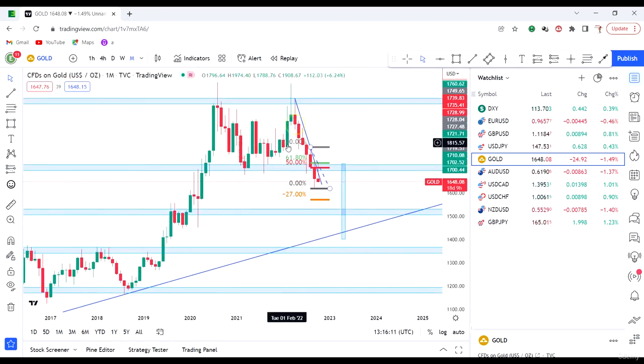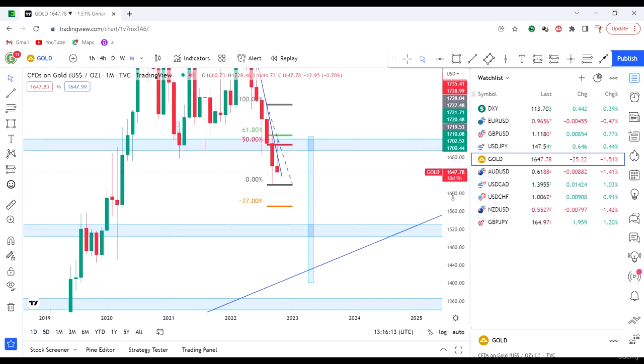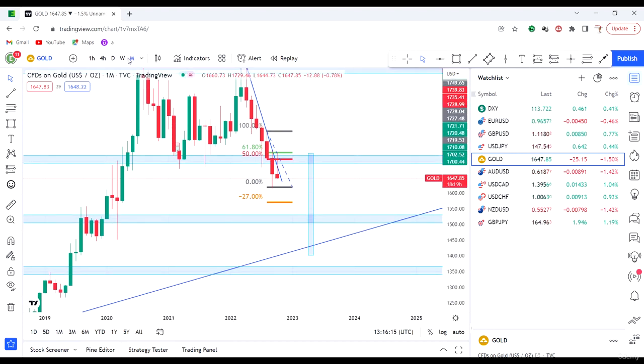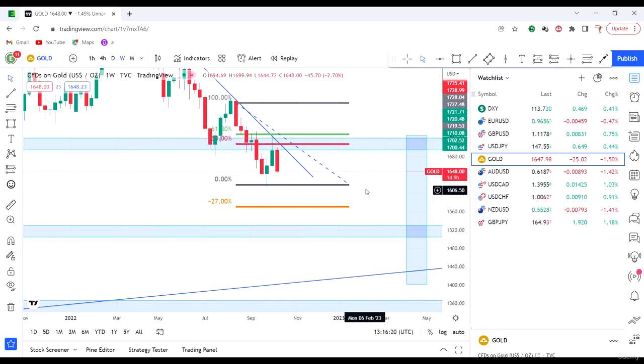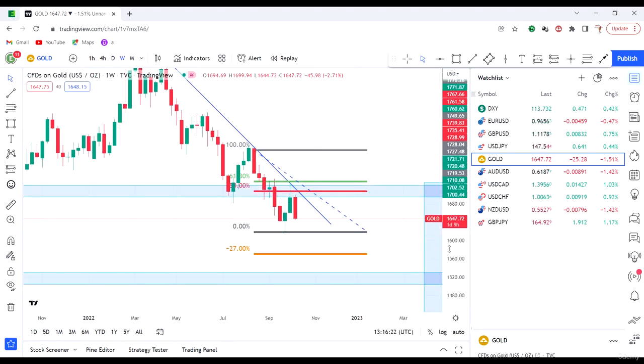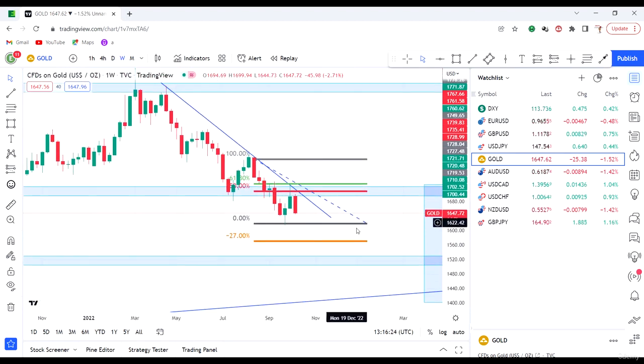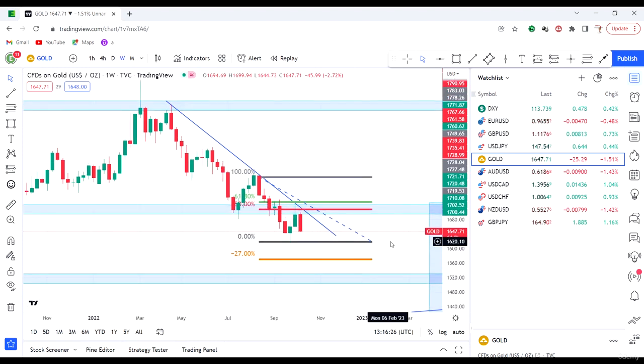So as you can see, I just used the basic principles of trend and everything we've been learning so far to analyze the market and tell us where the market will go to. So I'm just going to wait to see.